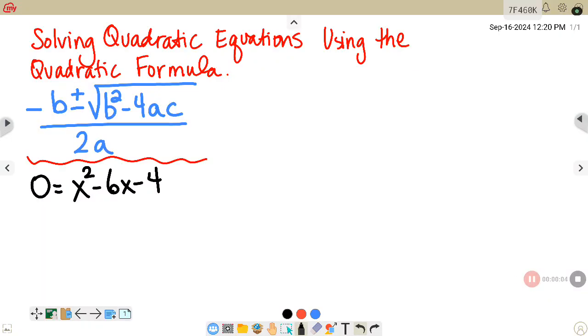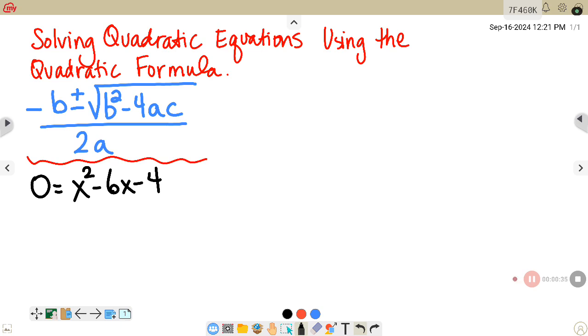In this video, we are going to learn to solve quadratic equations using the quadratic formula, which I have written up here in blue. So we have the opposite of b. I like to call that negative sign the opposite of b because it makes things less complicated when I'm plugging in numbers. So I have the opposite of b, then plus or minus the square root of b squared minus 4ac, and all over 2 times a.